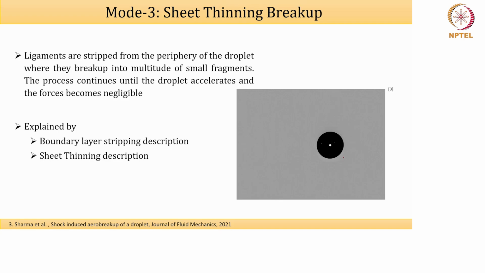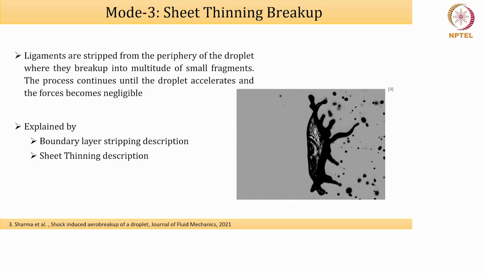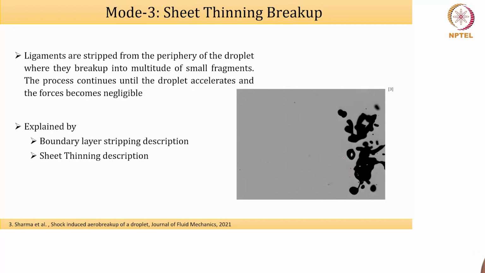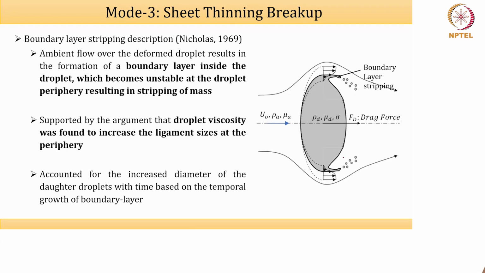Okay. Then comes the shear thinning. Again, look at the video carefully. You saw that little thing coming out. So it is essentially explained by two mechanisms. One is basically the boundary layer stripping description, and the other one is a shear thinning description. We are just going to go through each one of them.